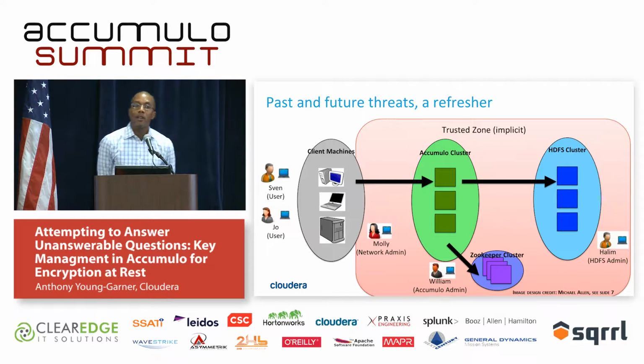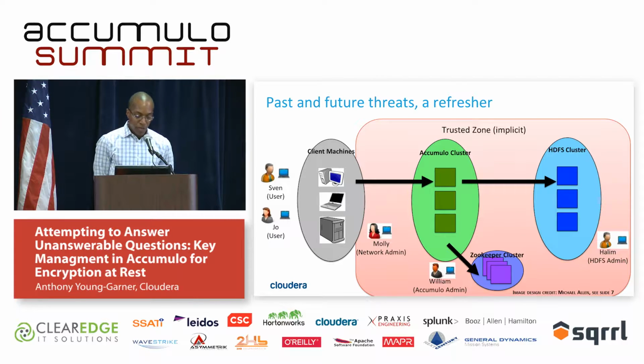So I'll remind you that Michael Allen gave a talk last year on the encryption at rest in Accumulo 1.6, and I made some charts that brought back some characters that we saw as threat vectors in his talk last year.